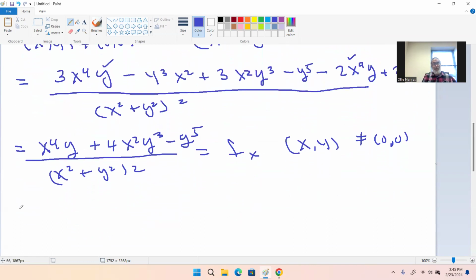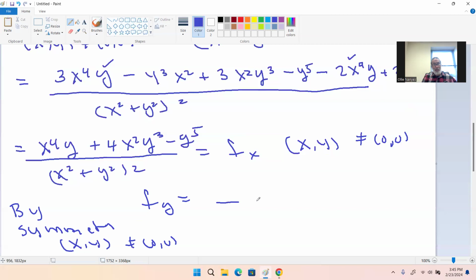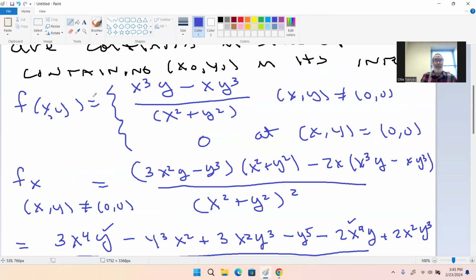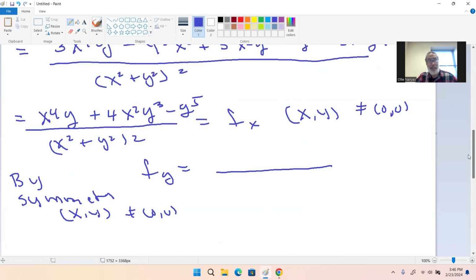Now that's important. Now, by symmetry, for xy not the origin, the partial with respect to y is that we take the negative of everything. And remember, there's a skew symmetry here. The original function, if you swap the x's and y's, you get the negative of this. So all we have to do is swap x's and y's and change the sign.